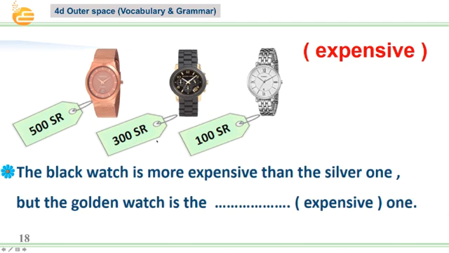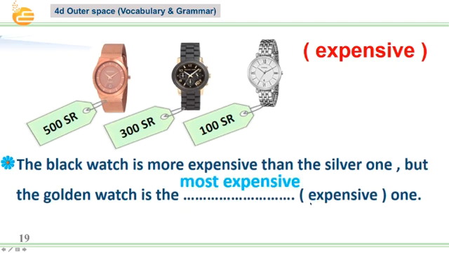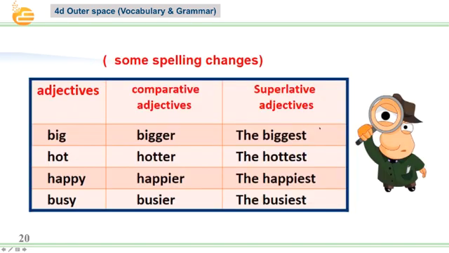500, 300, and 100 Saudi riyals. And the adjective is expensive. Expensive, more than one syllable. So the black watch is more expensive than the silver one. Black and silver, 300 and 100. Of course, the black one is more expensive than the silver one. But the golden watch is the blank expensive one. So it's the most expensive one of the three. Okay, 500.